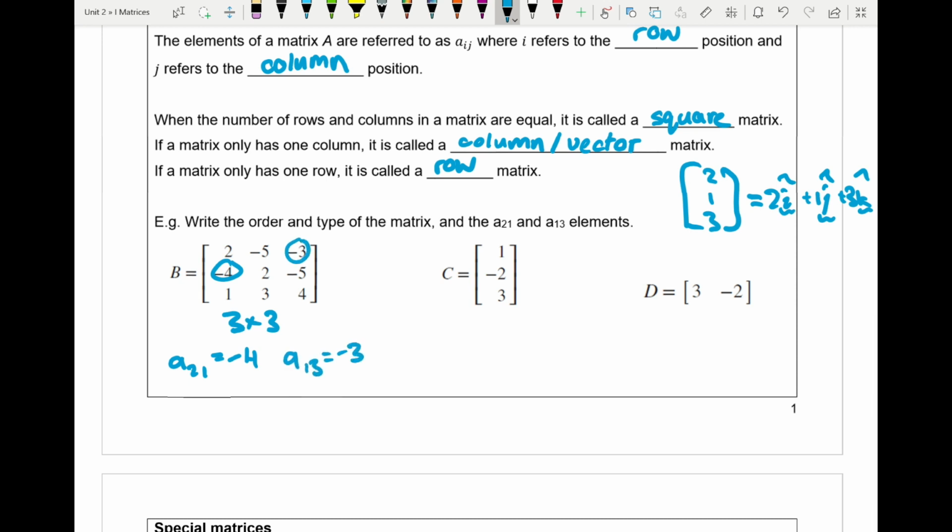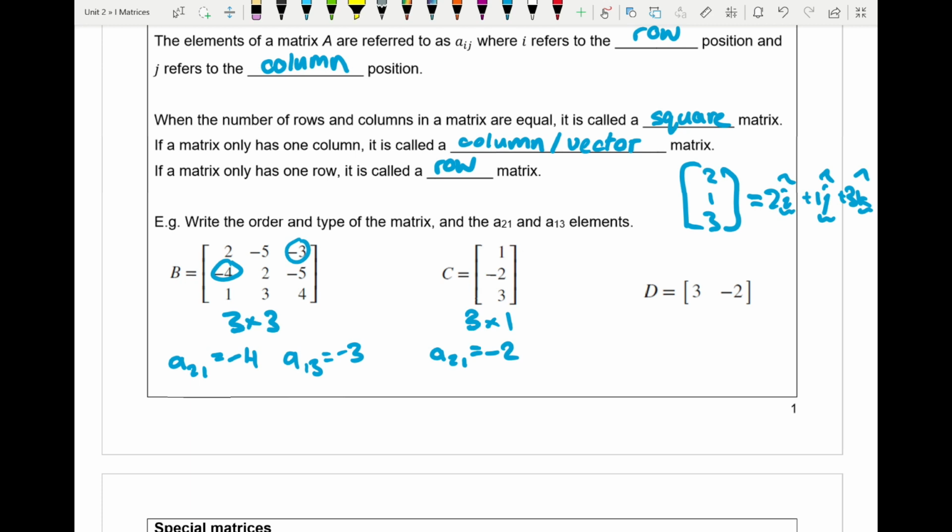Okay, for C, it is a 3x1 matrix. It has 3 rows and 1 column. A21 is -2. And then A13, well, we're looking for what's in the first row and in the third column. Oh, we don't have anything there. So we can't answer that question, right? It's not that it's 0, it's that it doesn't exist.